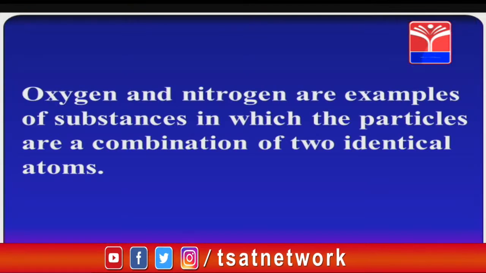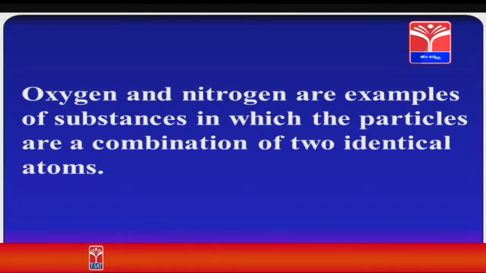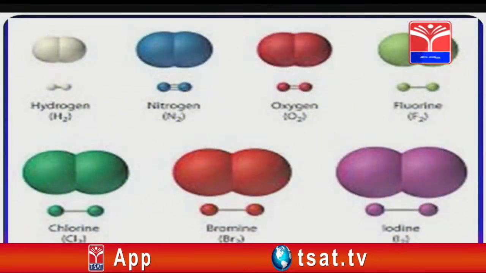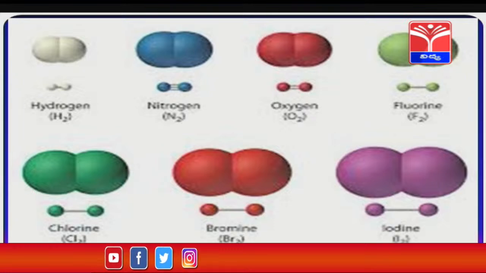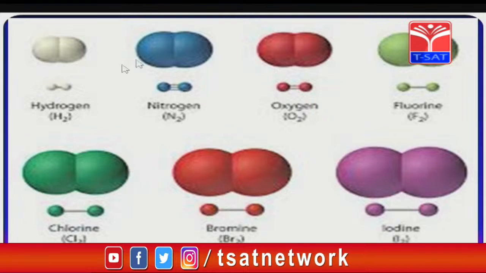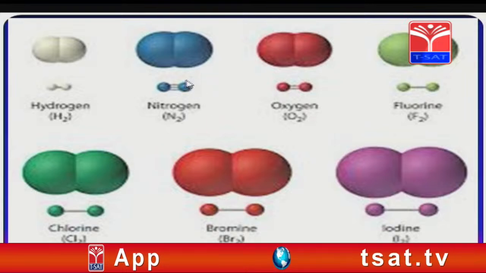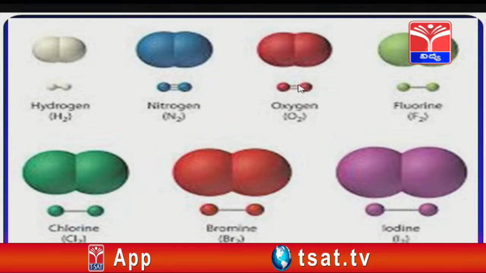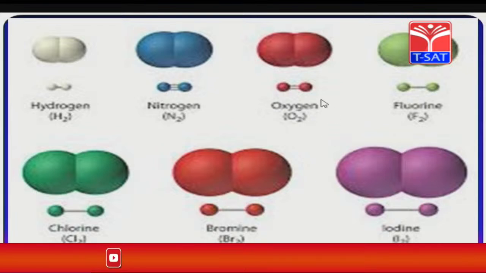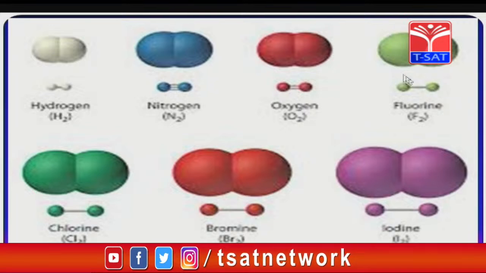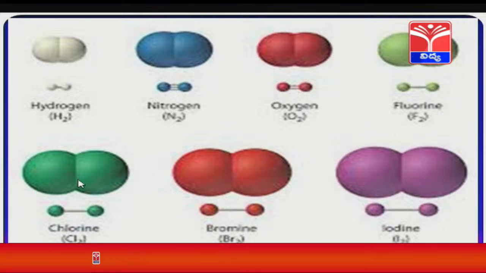Oxygen and nitrogen are examples of substances in which the particles are a combination of 2 identical atoms. That means they combine to form a diatomic molecule. For example, see this picture, children. 2 atoms of hydrogen combine to form an H2 diatomic molecule. 2 atoms of nitrogen combine to form a diatomic molecule. 2 atoms of oxygen combine to form a diatomic oxygen molecule. 2 atoms of fluorine combine to form a diatomic molecule. In the same way, Cl2, Br2, I2.